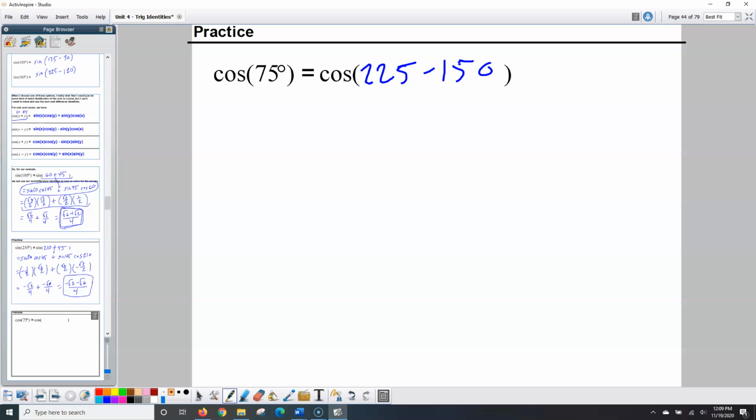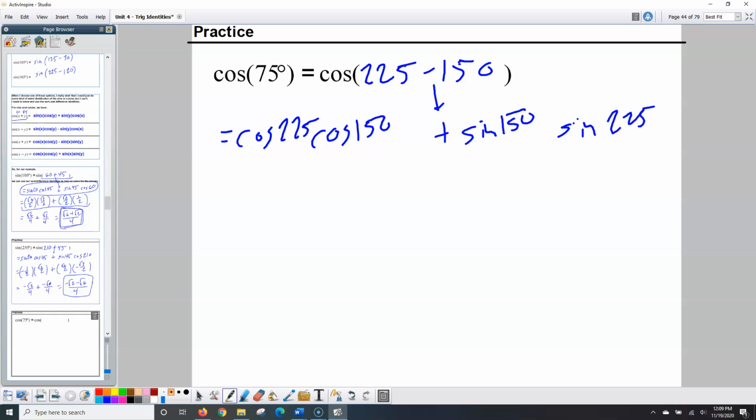225 minus 150. So I could have done 30 and 45. That would have been a perfectly easy way to go about this. It's probably the easiest way. If I have to subtract, I want to at least show you one way to subtract. So a cosine one goes cosine, cosine, and then it's the opposite sign, sine, sine. So this is 225, 150, 150, 225.